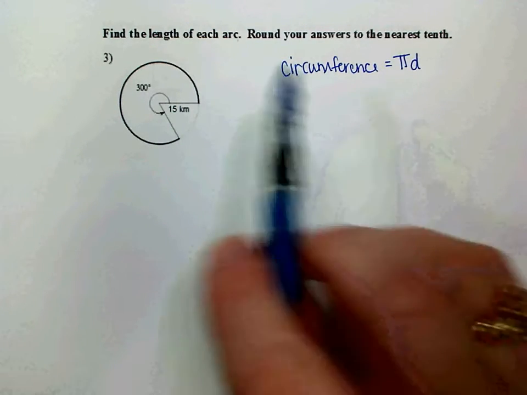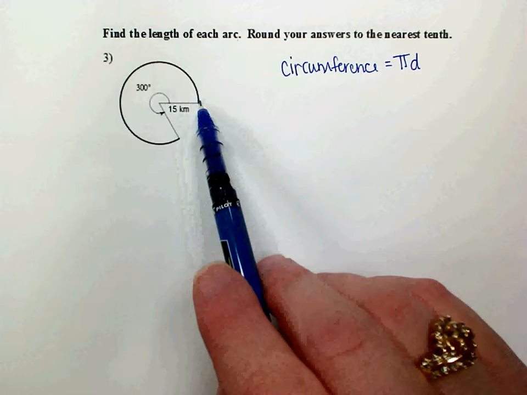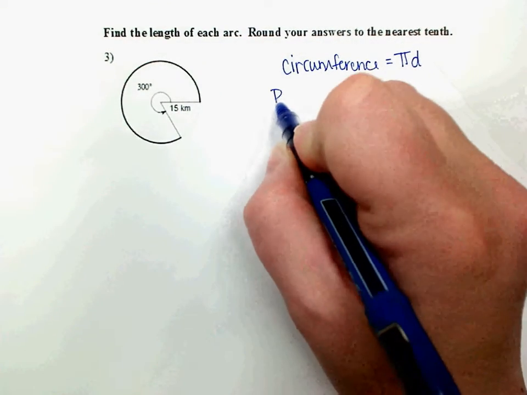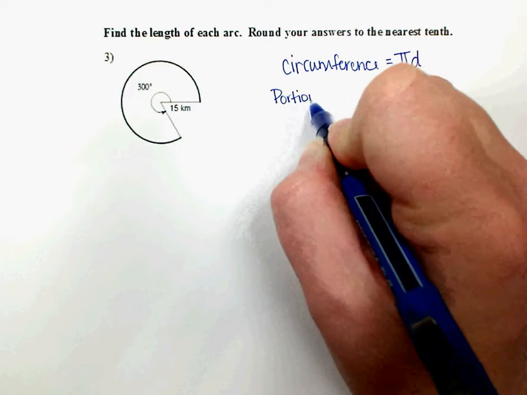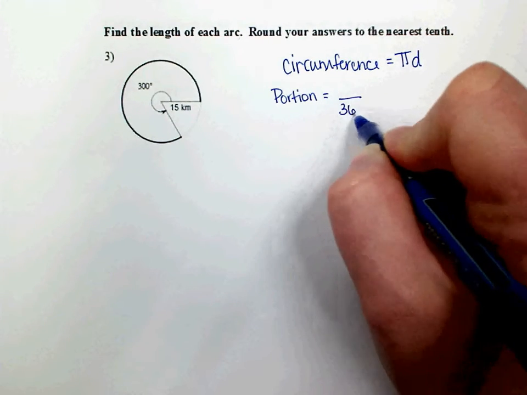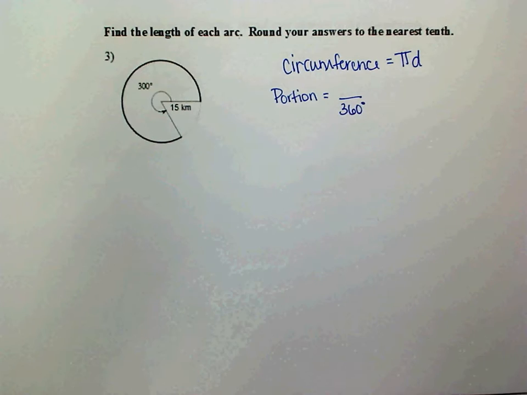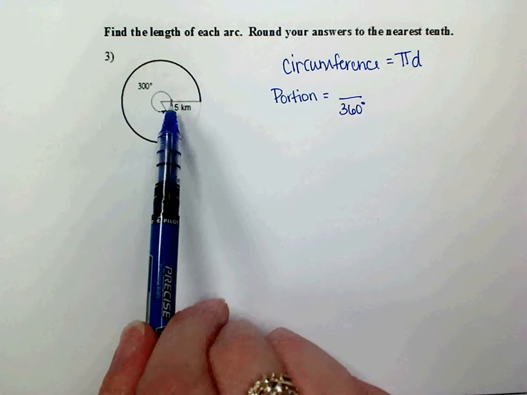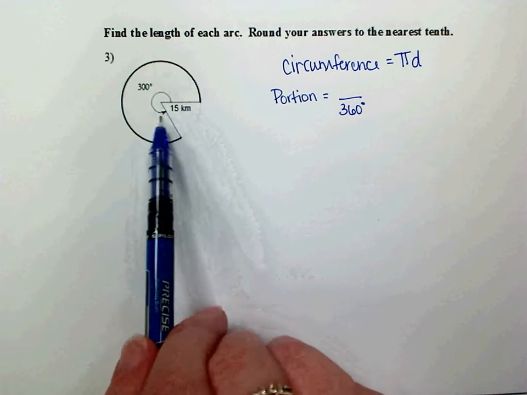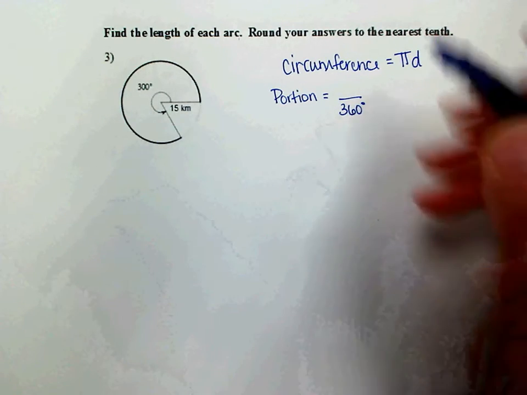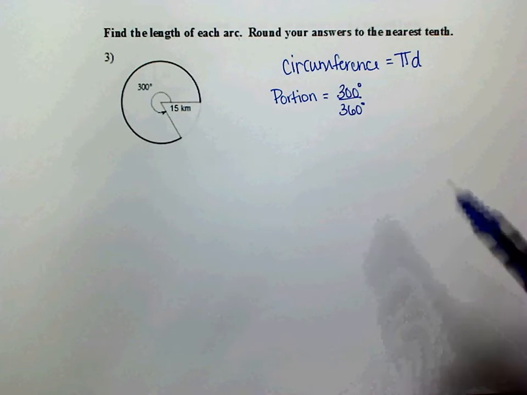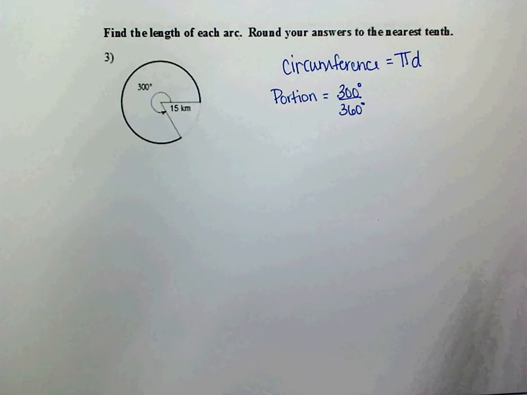Now, I don't want the full circumference. I only want a portion of it. And so to find the portion of the circle that we want, we need to know what number of degrees we want out of the full 360 degrees that are in the circle. Well, this tells me that all the way around, not this part we don't want, all the way around that we do want is 300 degrees. So that tells me the portion of the circle that I want is 300 divided by 360.